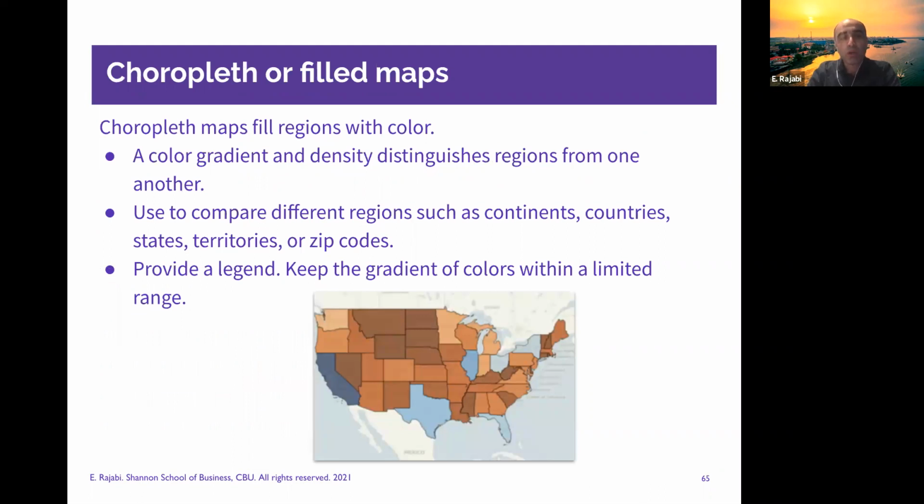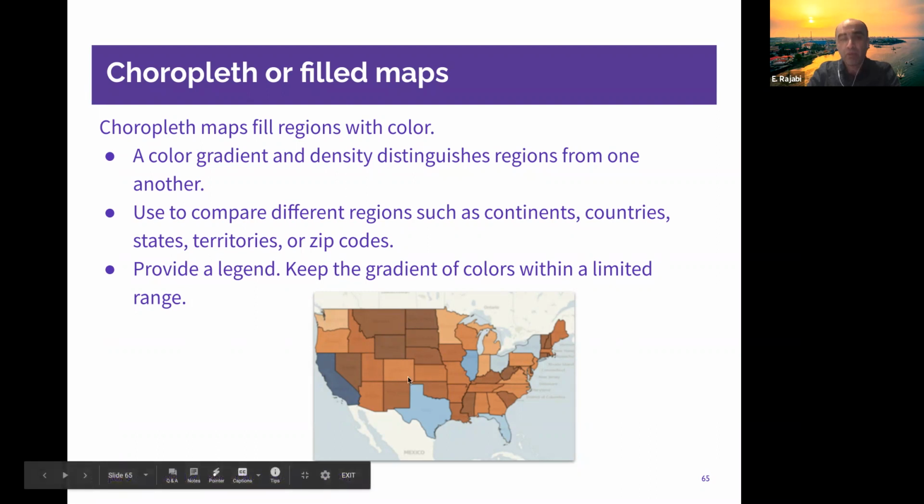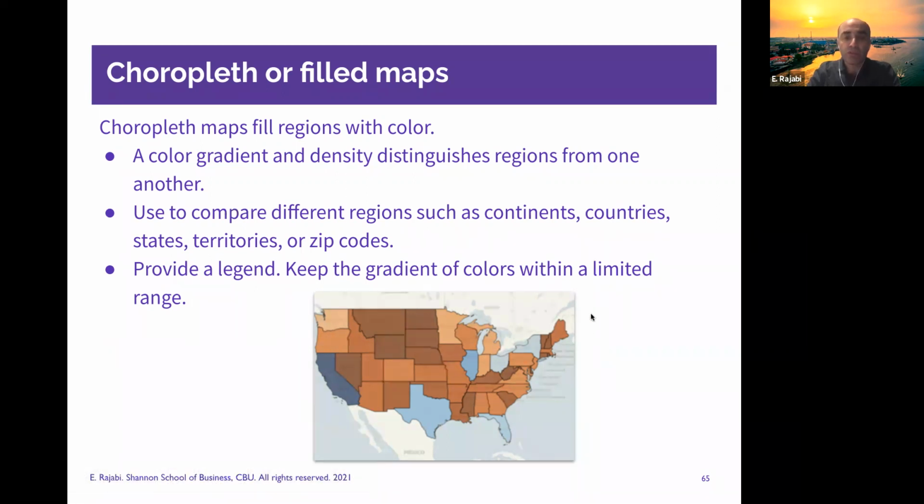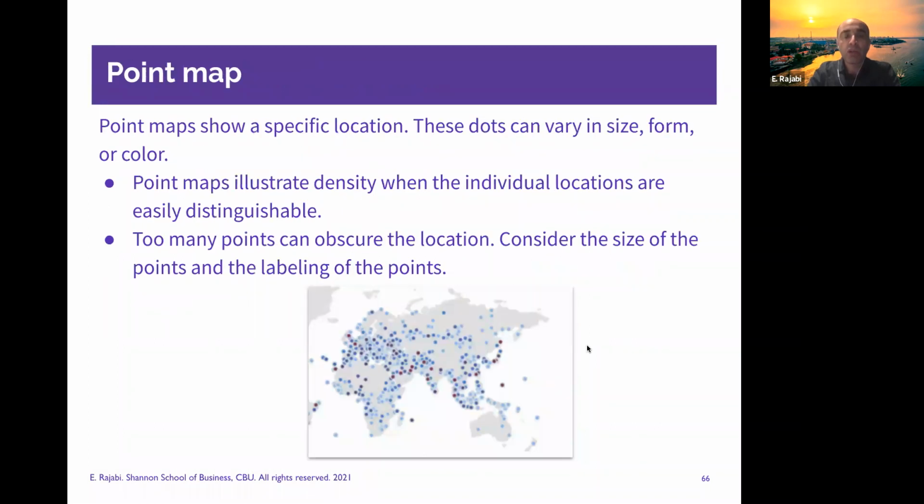Choropleth or filled maps are used when we want to show a map by different regions and colors. For sure, when we create a filled map, we should provide a legend to see the different regions in different colors. Point map is used when we want to highlight some specific locations instead of a region.